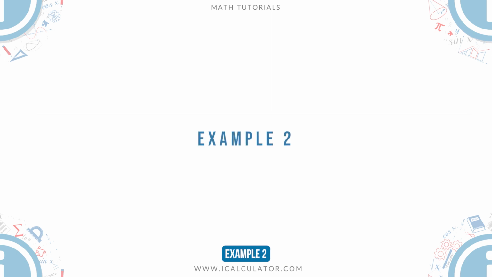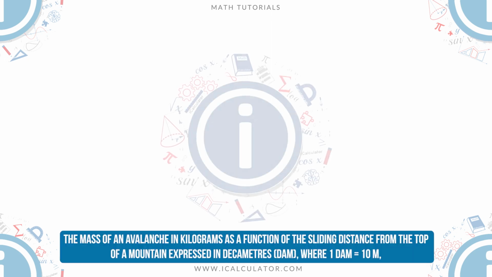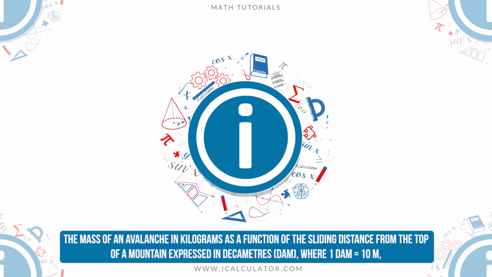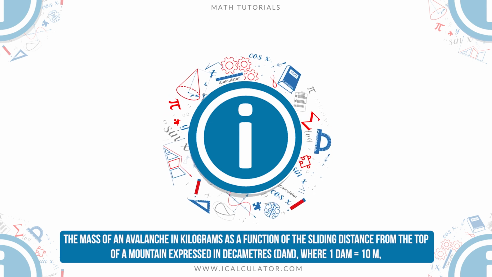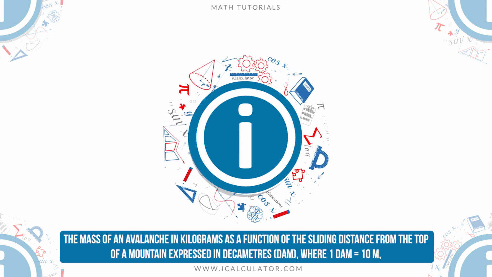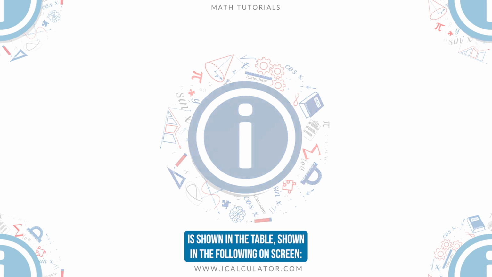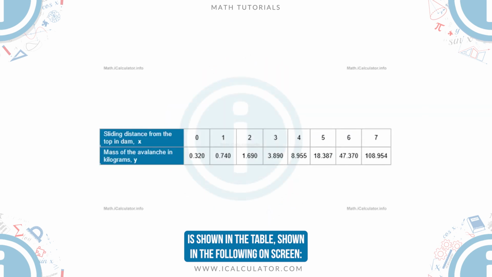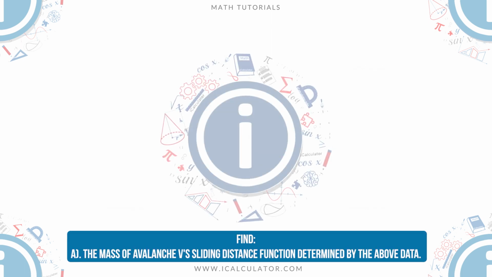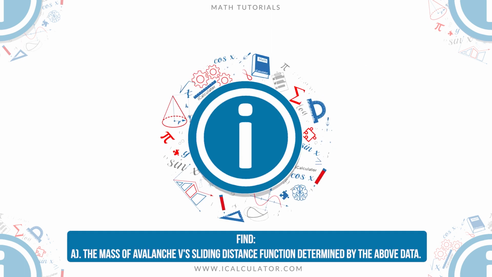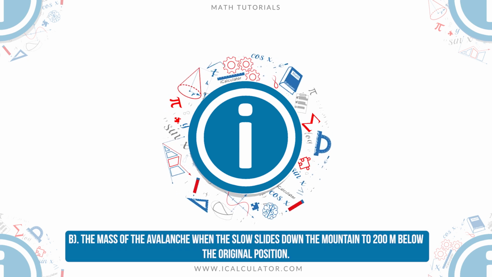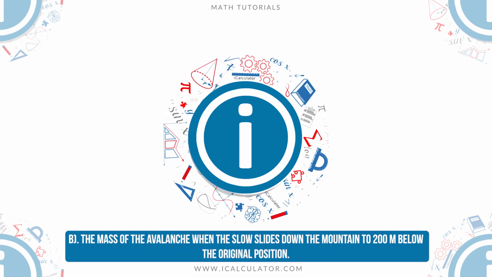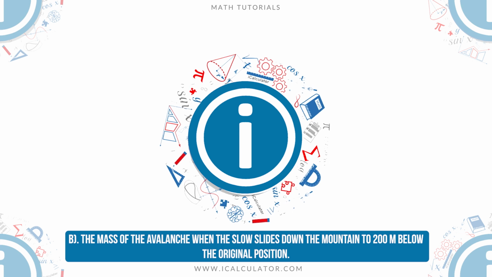Example 2. The mass of an avalanche in kilograms as a function of the sliding distance from the top of a mountain, expressed in decameters, dam, where 1 dam equals 10 meters, is shown in the table on screen. Find a. the mass of avalanche versus sliding distance function determined with the data. b. the mass of the avalanche when the slope slides down the mountain to 200 m below the original position.